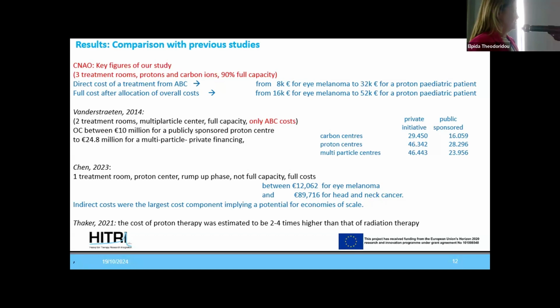More recently, a study in Holland was performed. One treatment room, proton center in the ramp-up phase. So there is the potential for going on in the future years for economies of scale, not full capacity, and full costs, so including also indirect, varies from 12,000 euros for eye melanoma to 89,000 euros for head and neck cancer. In any case, in all the papers and the literature, proton therapy is always estimated to be 2-4 times higher in terms of cost than conventional radiotherapy.